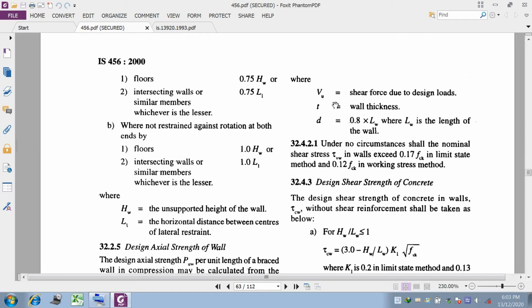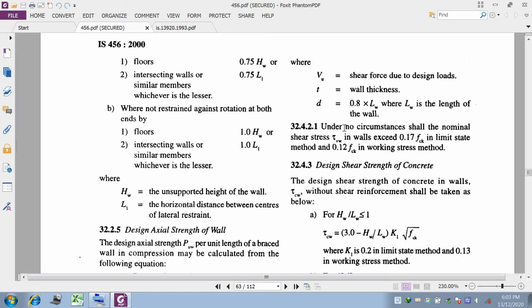VU is the shear force, we know that. T is the thickness of the wall, and D we have to consider very carefully. D has to be considered as 0.8 times LW, where LW is the length of the wall. Then under no circumstances shall the nominal shear stress tau VW in the wall exceed 0.17 times FCK in the limit state method and 0.12 times FCK for working stress. So whatever method of design you have adopted, accordingly you can put your value of tau VW.